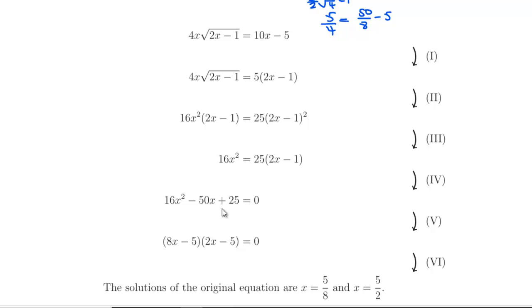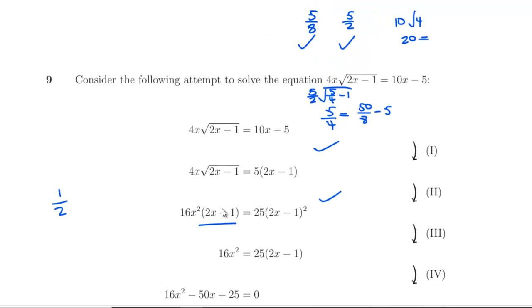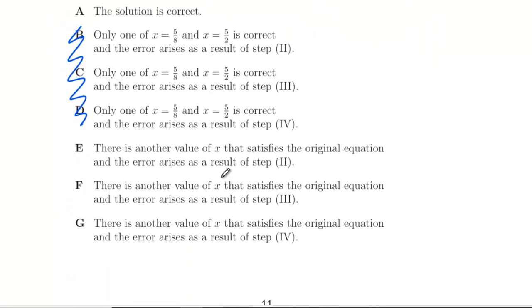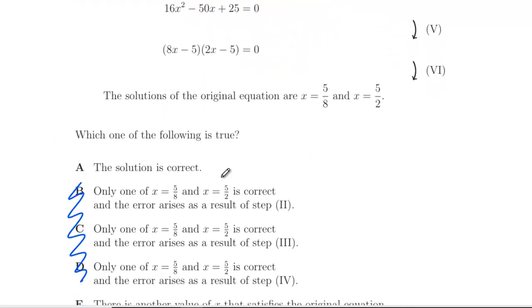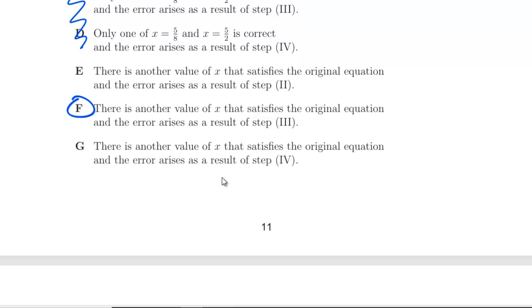So what have they done first of all? They've just factorized, so that's fine. Then they have squared, so that's fine. Then, oh, here we go, they divided by 2x minus 1. So they've thrown out x is a half as a solution, because if we get x is a half, we've got 2 times 0 is equal to 5 minus 5, right? So there we go. What's the step that went wrong? Step 3. So that is F. Okay.